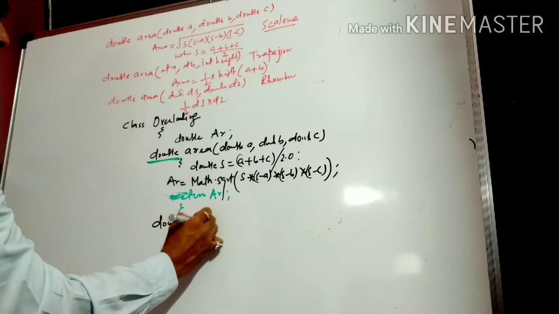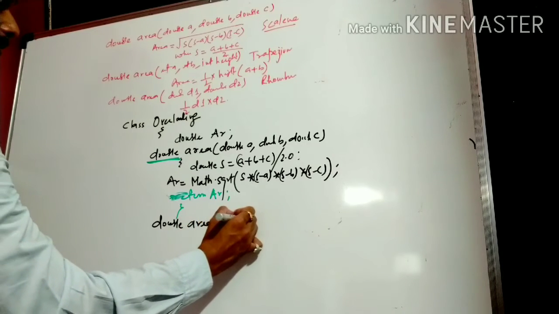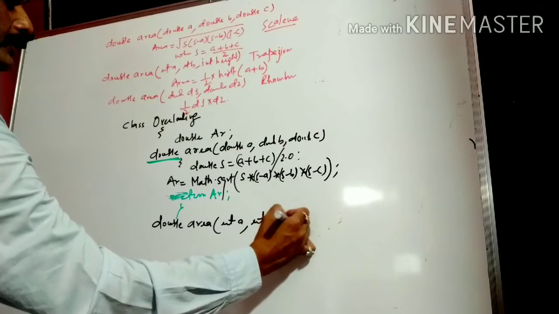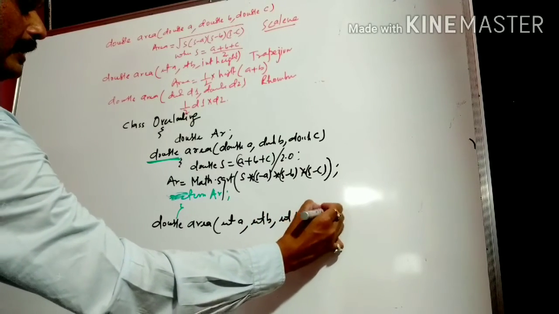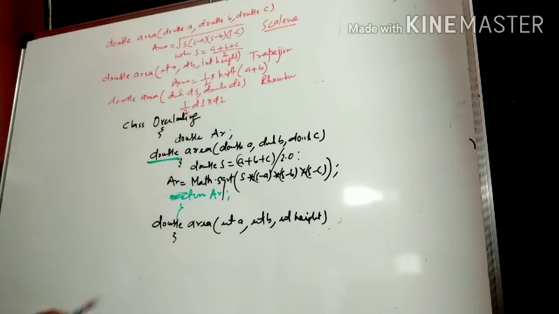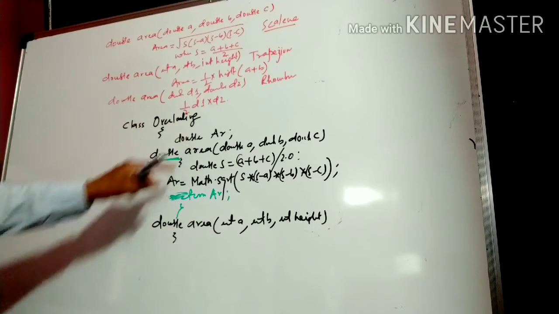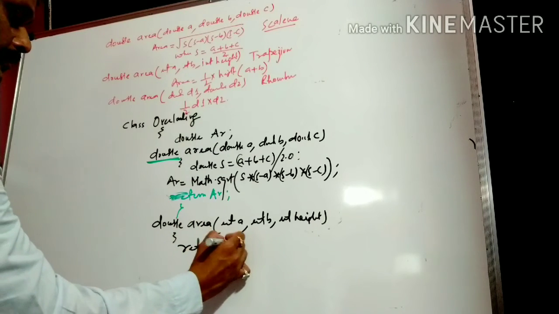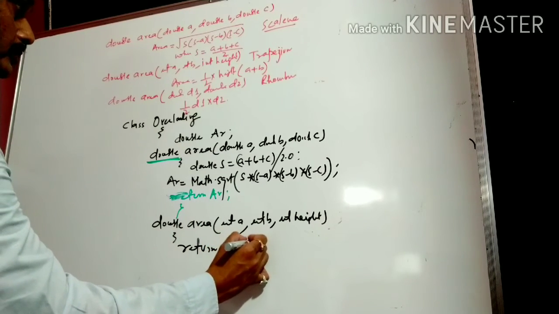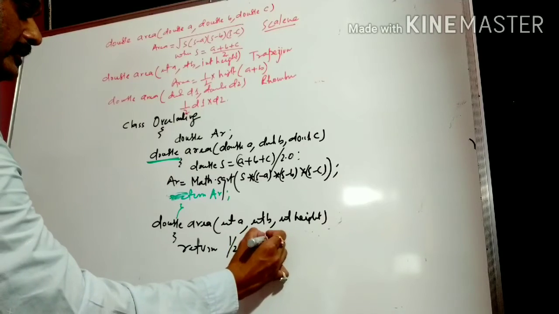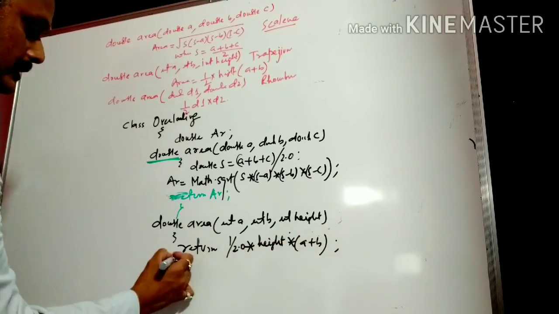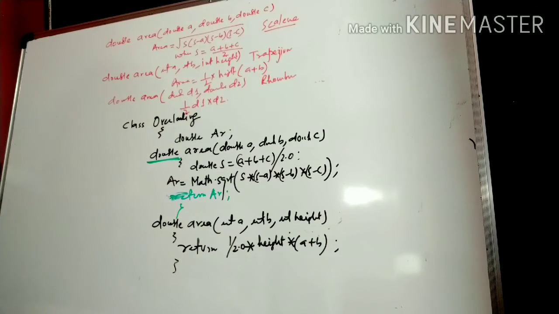Double area, with parameters integer a, integer b, integer height. You can store it in ar, or you can directly return. Directly means you can write return half, 1 by 2.0 into height into a plus b. That's all. Yeah, we can write it that way, children. No issue, no problem.